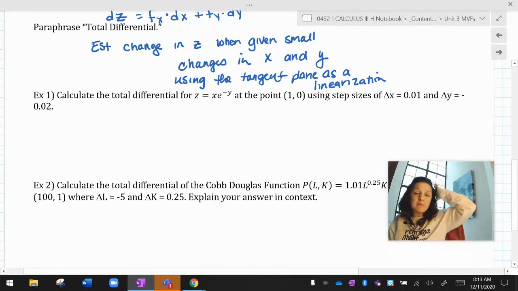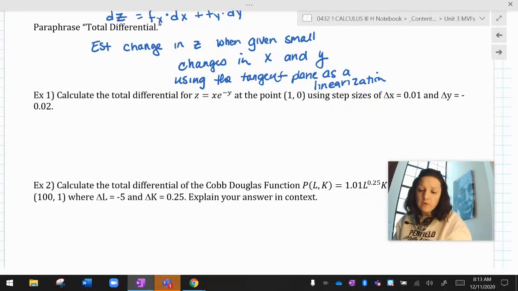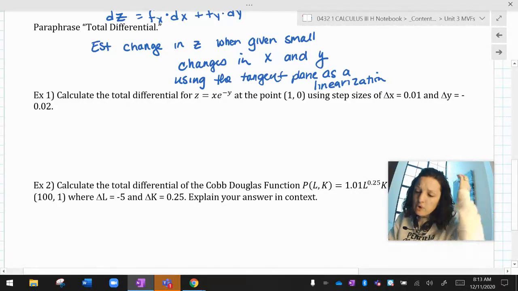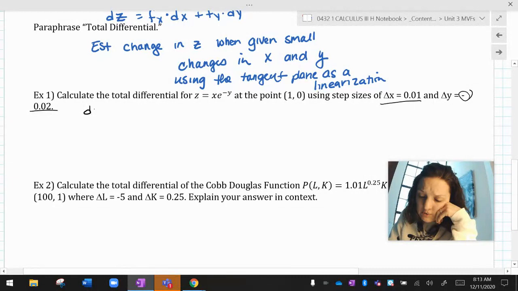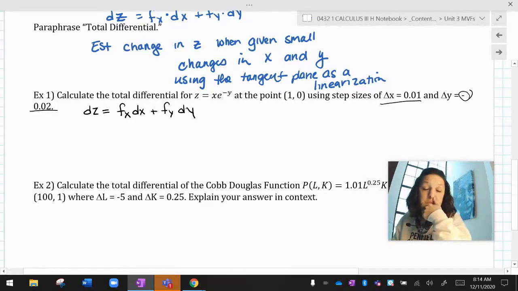All right, not much left. So this whole lesson is really the same thing. It's just tangent planes over and over again. This problem says calculate the total differential for z at the point (1, 0) using step sizes of delta x is 0.01 and delta y is negative 0.02. Sorry for the terrible line return there. Well, I'm going to use the total differential formula: dz equals f sub x times dx plus f sub y times dy.